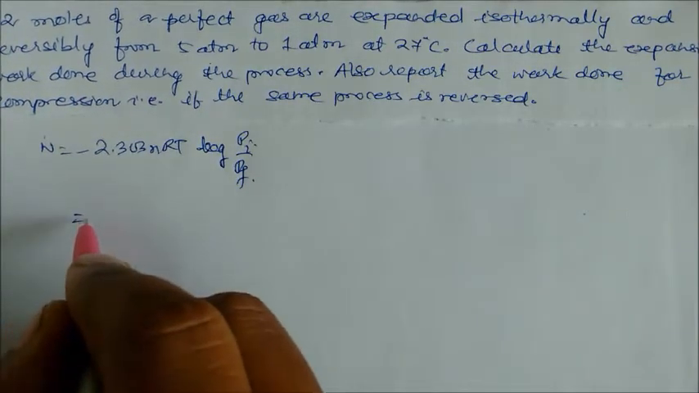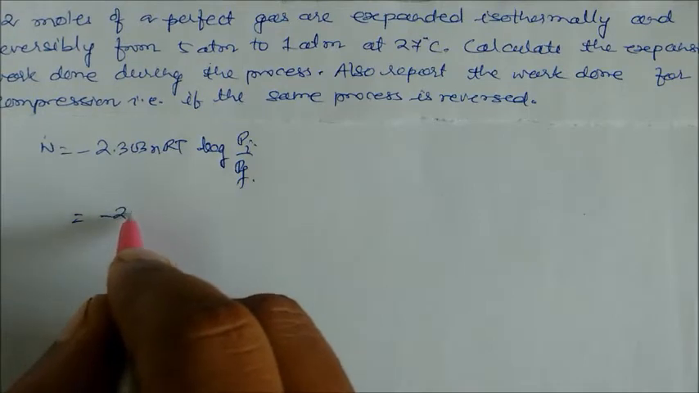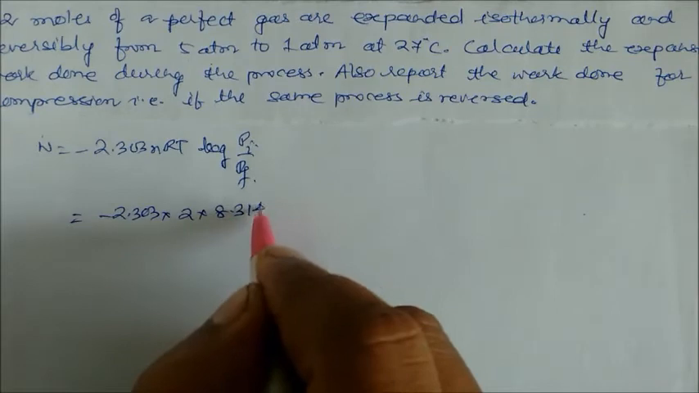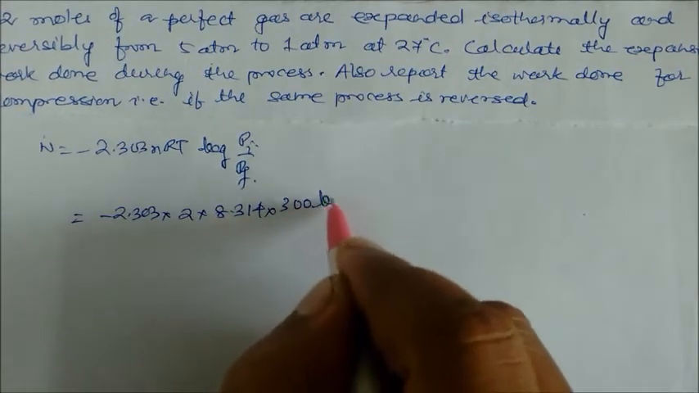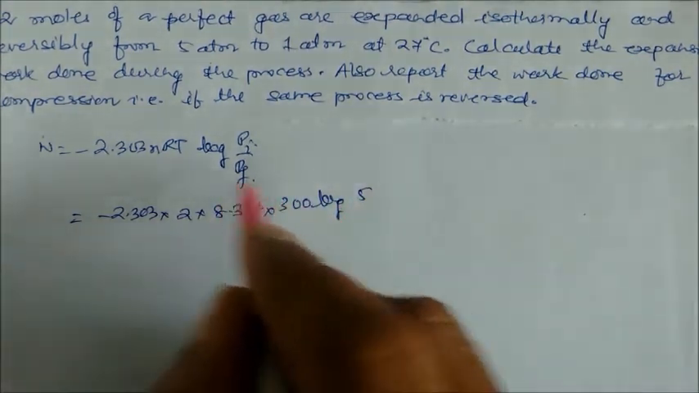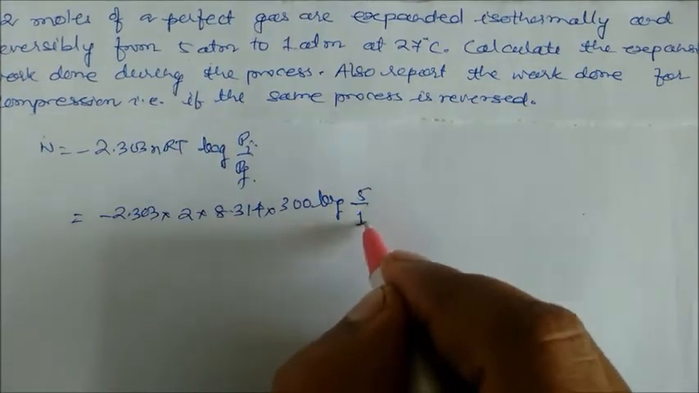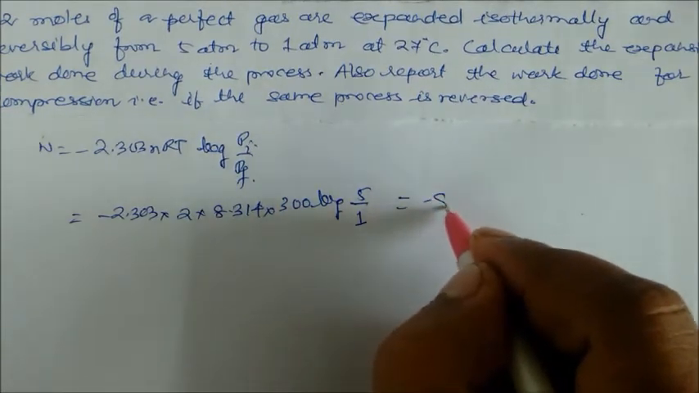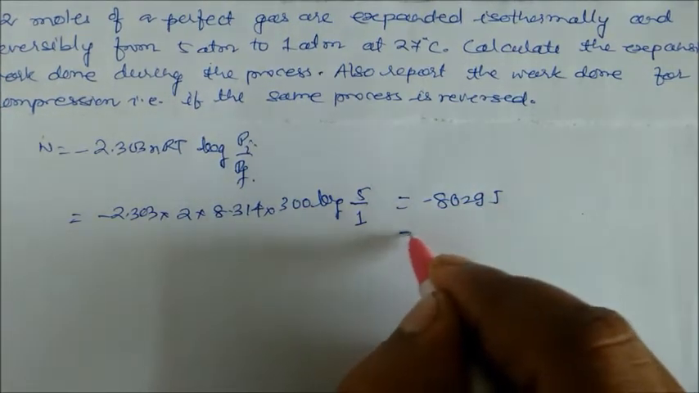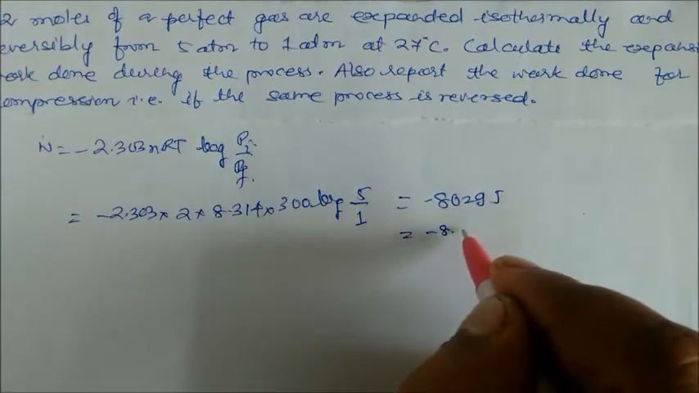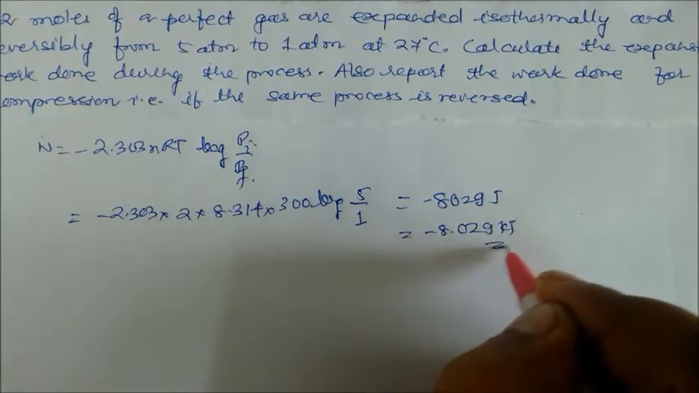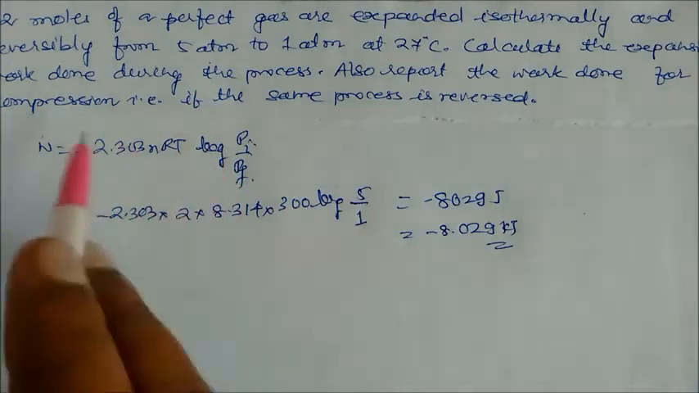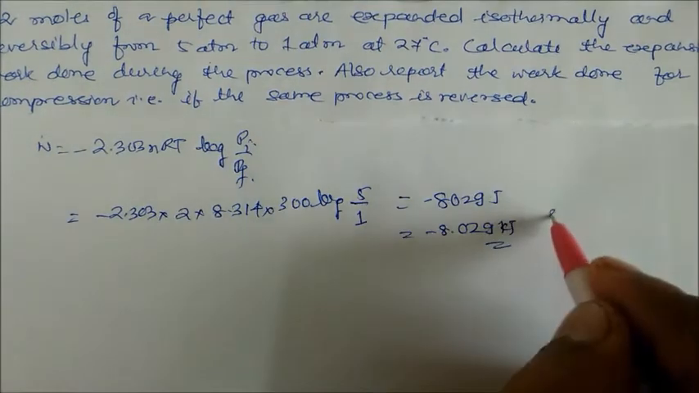Just put these values, so we will get minus 2.303, and here n is 2 mole, R we know is 8.314, and temperature 300, and log of initial pressure 5 by final pressure 1, so the pressure is decreasing. So the total value will be 8029 joule, or we can say 8.029 kilojoule. This value is the work done given by the expansion.